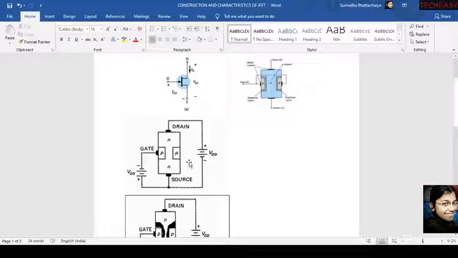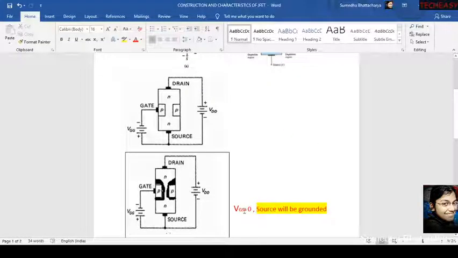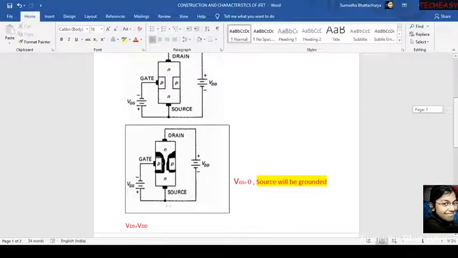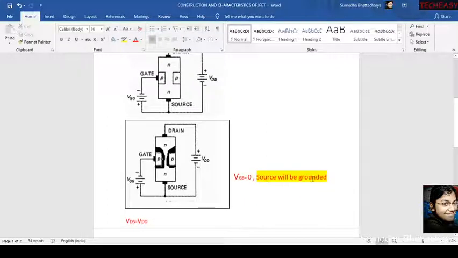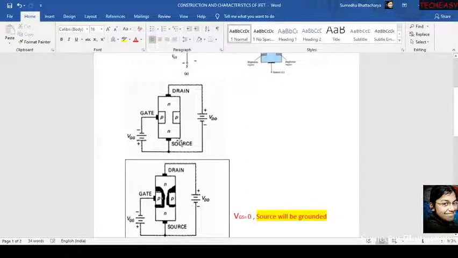So in this circuit you can see that VGG is connected, but because we are considering VGS equal to 0, the source will be grounded. If VGS is 0, it means there is no potential difference, right? So we can ground the source. The source will be grounded. Okay. Now, what will be the construction?